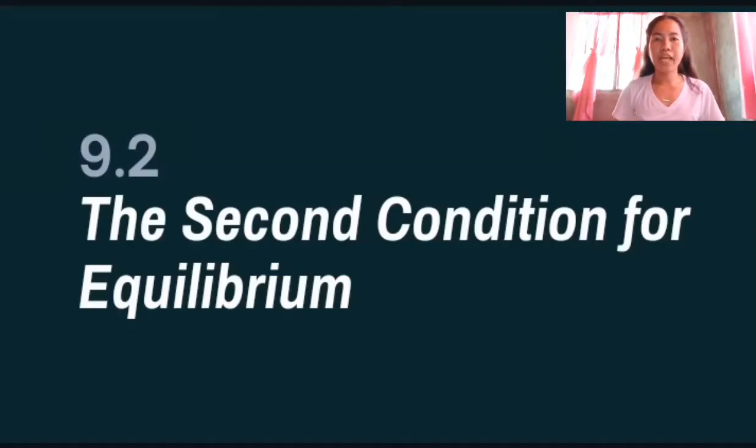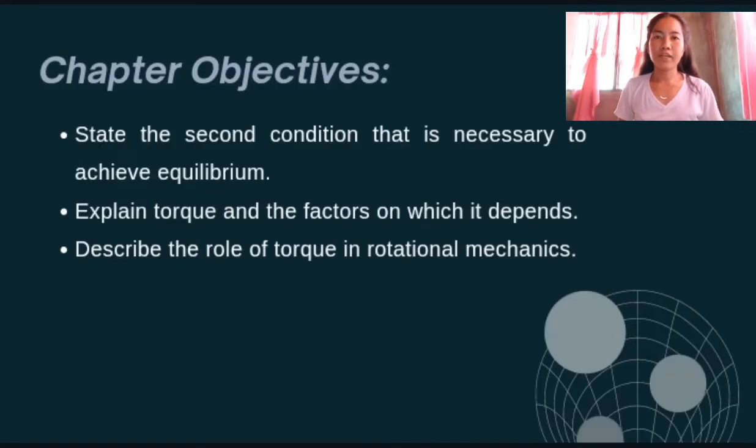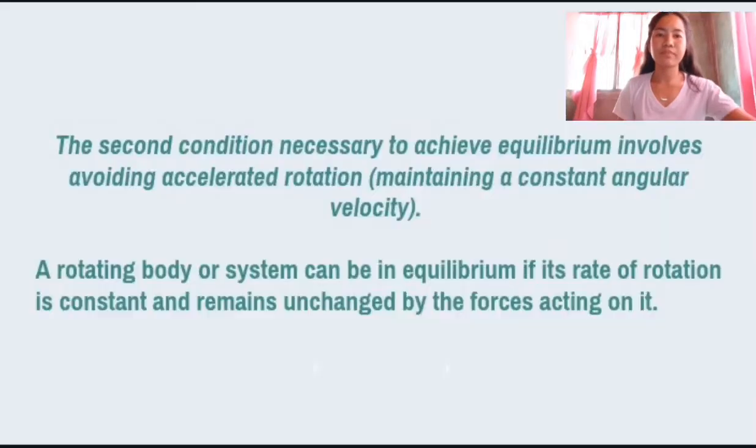So for now, the 9.2 subtopic: the second condition for equilibrium. Sa ganina, first condition to, so karon second na pod. At this subtopic, it composes three chapter objectives in which first, state the second condition that is necessary to achieve equilibrium, then explain torque and the factors on which it depends, then describe the role of torque in rotational mechanics.